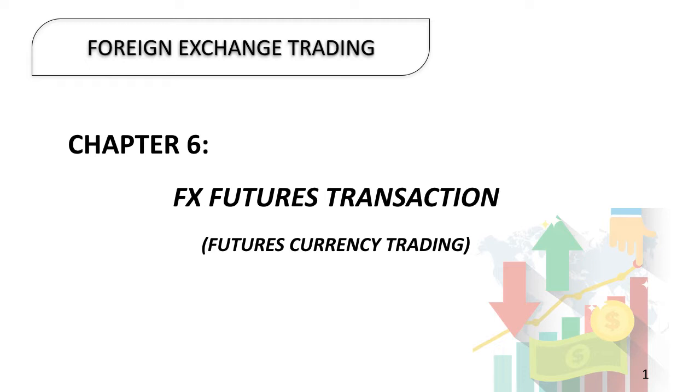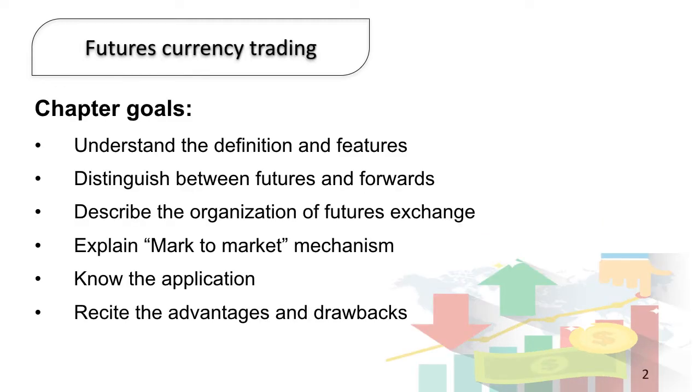chapters. The goals that we need to achieve after finishing this Chapter 6 are: first, understanding what is a currency futures trading or a FX futures trading, and then being able to list the basic characteristics of this type of transaction. Second, distinguishing between FX futures and FX forwards transactions, which were introduced in Chapter 4. Next, understanding the organization of the futures market and being able to describe the organization of this market.